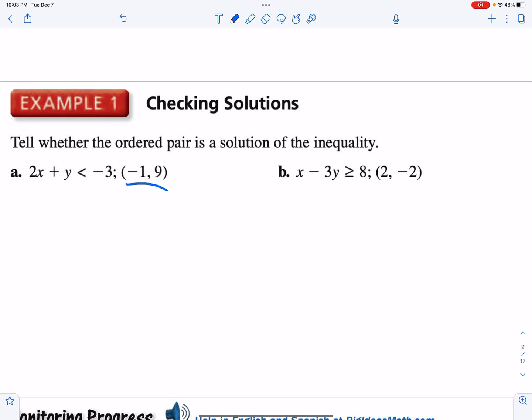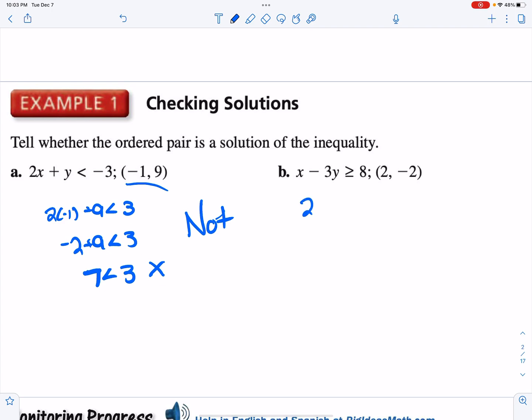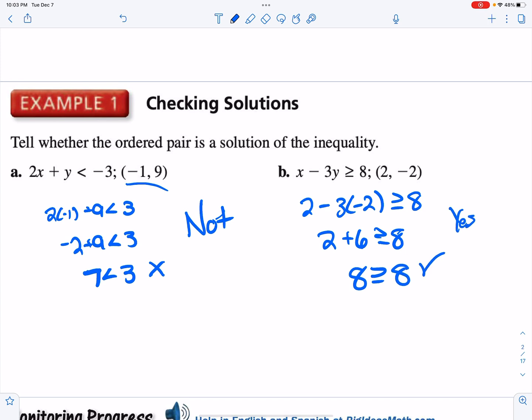If I want to know if this is a solution, I just simply plug it in. So 2 times -1 plus 9 less than 3, -2 plus 9 less than 3. I get 7 less than 3, which is not a true statement, so it's not a solution. When I plug in the other one, I get 2 minus 3 times -2 is greater than or equal to 8. 2 plus 6 is greater than or equal to 8. And because I have the equal to bar, this one checks out. So yes, this is a solution.